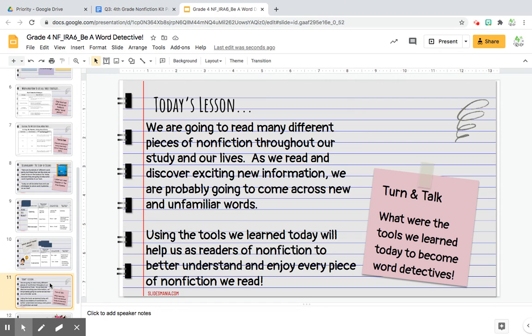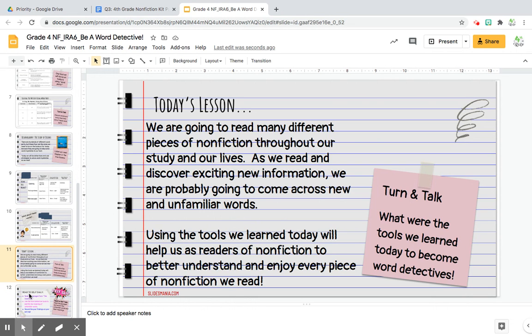So, we're going to read many different pieces of nonfiction throughout our study and throughout our lives. And as we read and discover exciting new information, we're probably going to come across new and unfamiliar words. After our reading today, we know that if we don't know what a word may mean, we can use tools that we've learned to become word detectives. And as detectives, we can use these context clues or word parts or even our own background information and the glossary, which is a great text feature to solve this word mystery. This will really help us as readers of nonfiction to better understand and enjoy every piece of nonfiction that we read.